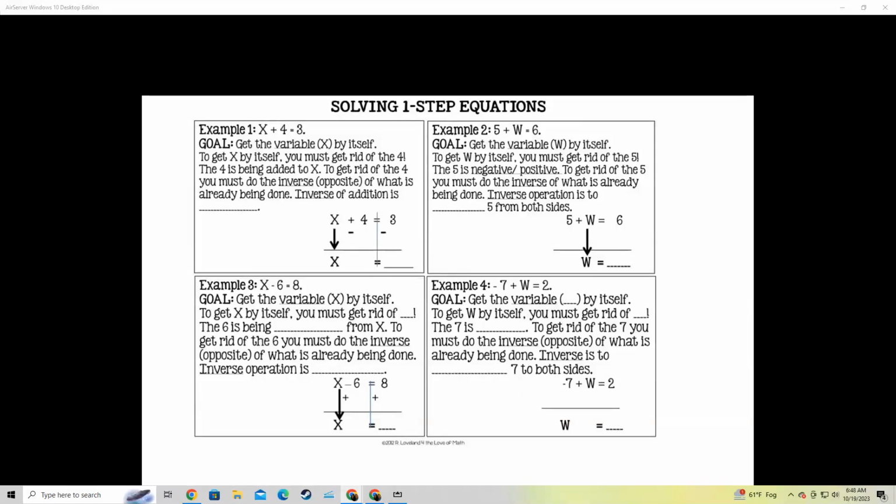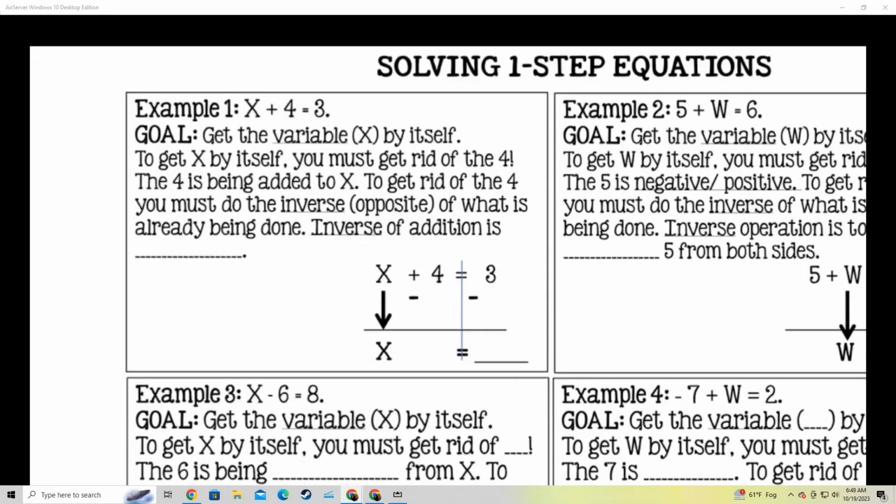Okay, this is going to be a double set of notes. We're going to be doing one-step and two-step equations. I'm going to go a little bit faster through this because for the most part, you've seen this in 7th and 8th grade, so hopefully this should all be review. We're going to jam through this, and then hopefully you'll be able to follow along.